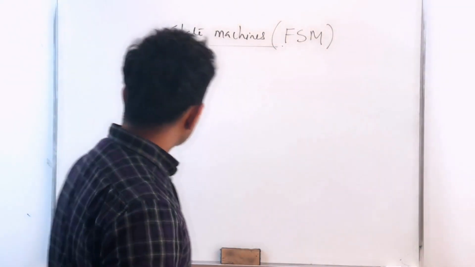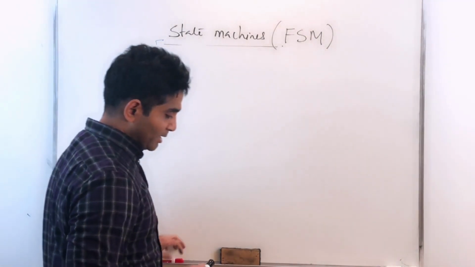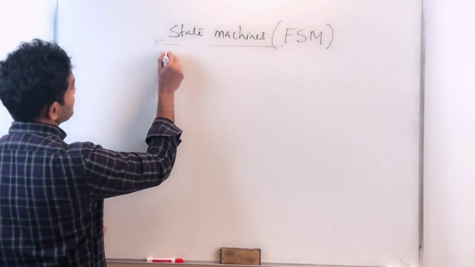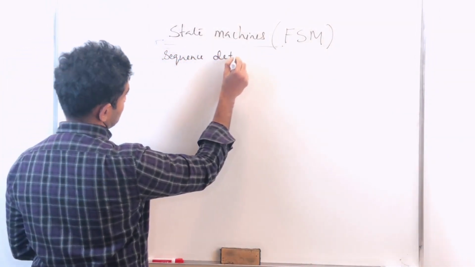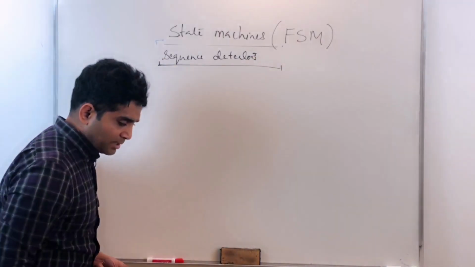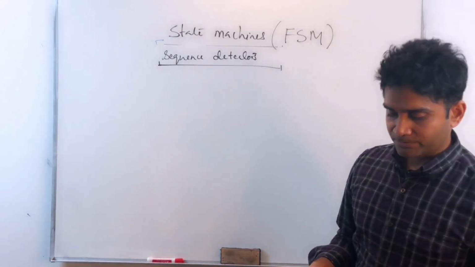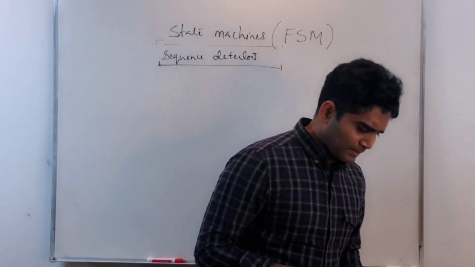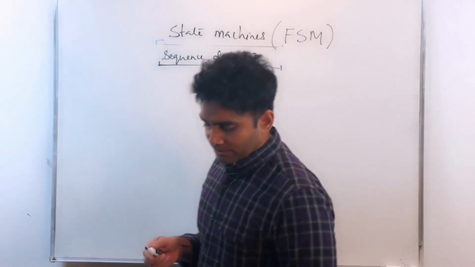Okay. Now let's start working on a class of circuits. Let's design a class of circuits called sequence detectors. So why do we need them in the first place? Sequence detectors are needed when we're doing serial operations, as we discussed before when we discussed the parity generators.